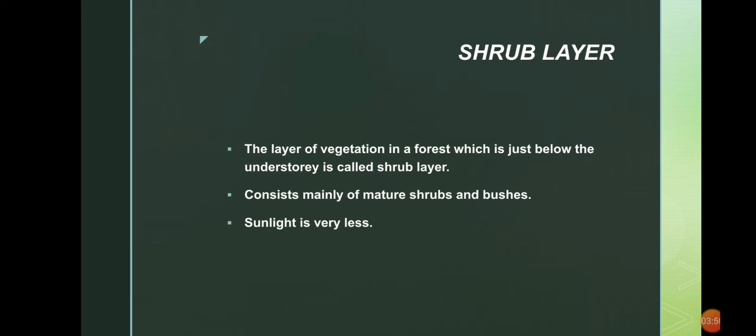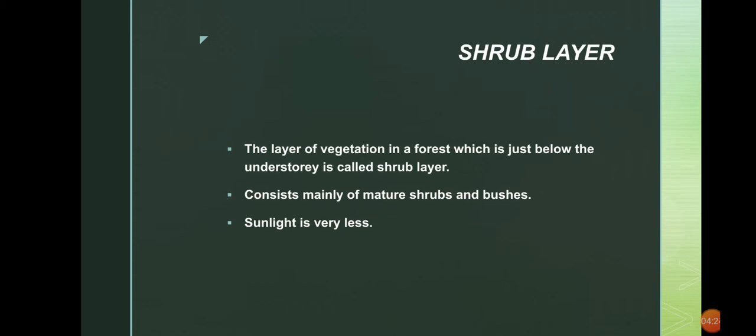What is the shrub layer? The layer of vegetation in a forest which is just below the understory is called the shrub layer, right? The shrub layer consists of many mature shrubs and bushes. It has smaller vegetation, between 1 meter and 2 meters in height from the forest floor. Animals such as deer and bear can obtain a lot of food from the shrub layer of vegetation. Many of the shrubs in the forest depend on animals for the dispersal of their seeds.